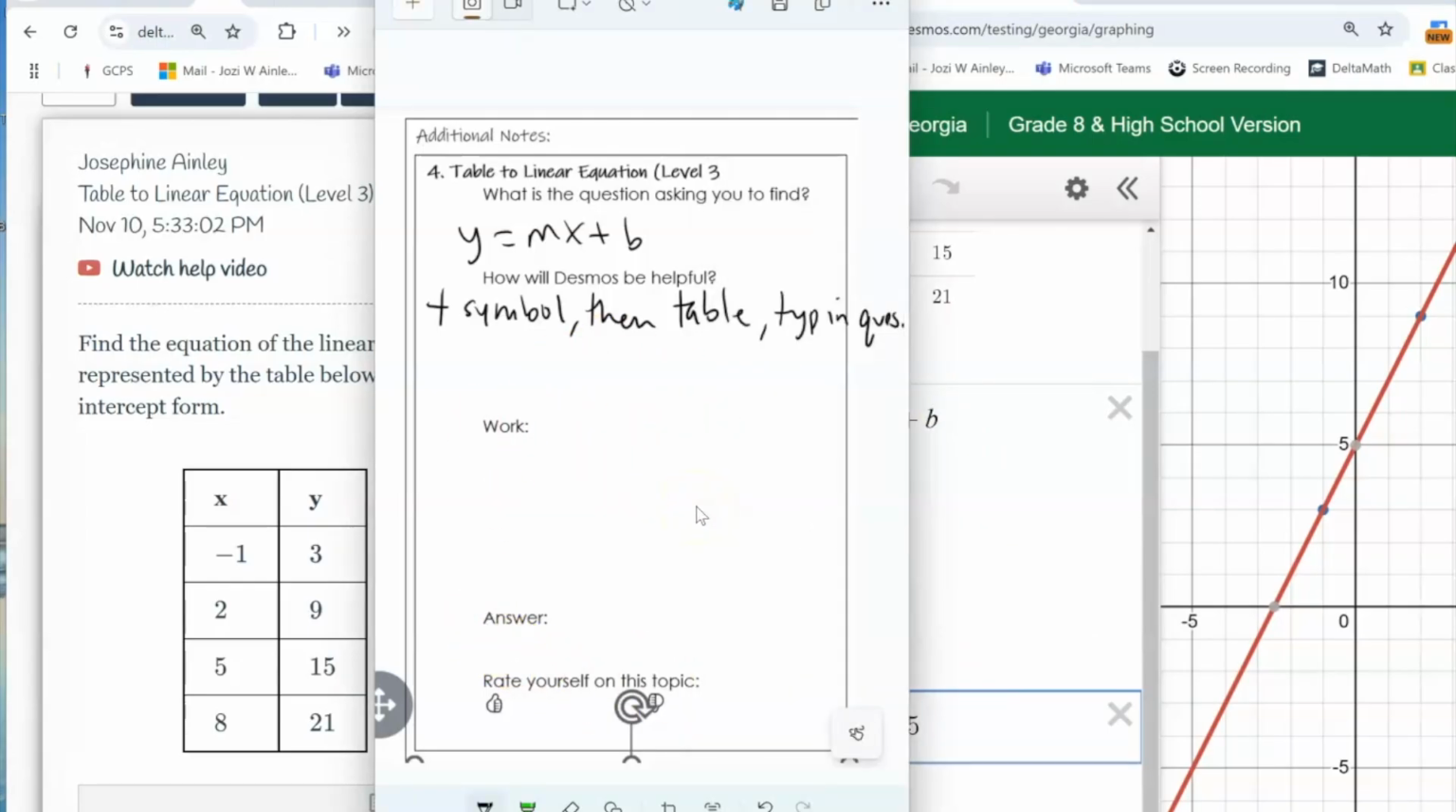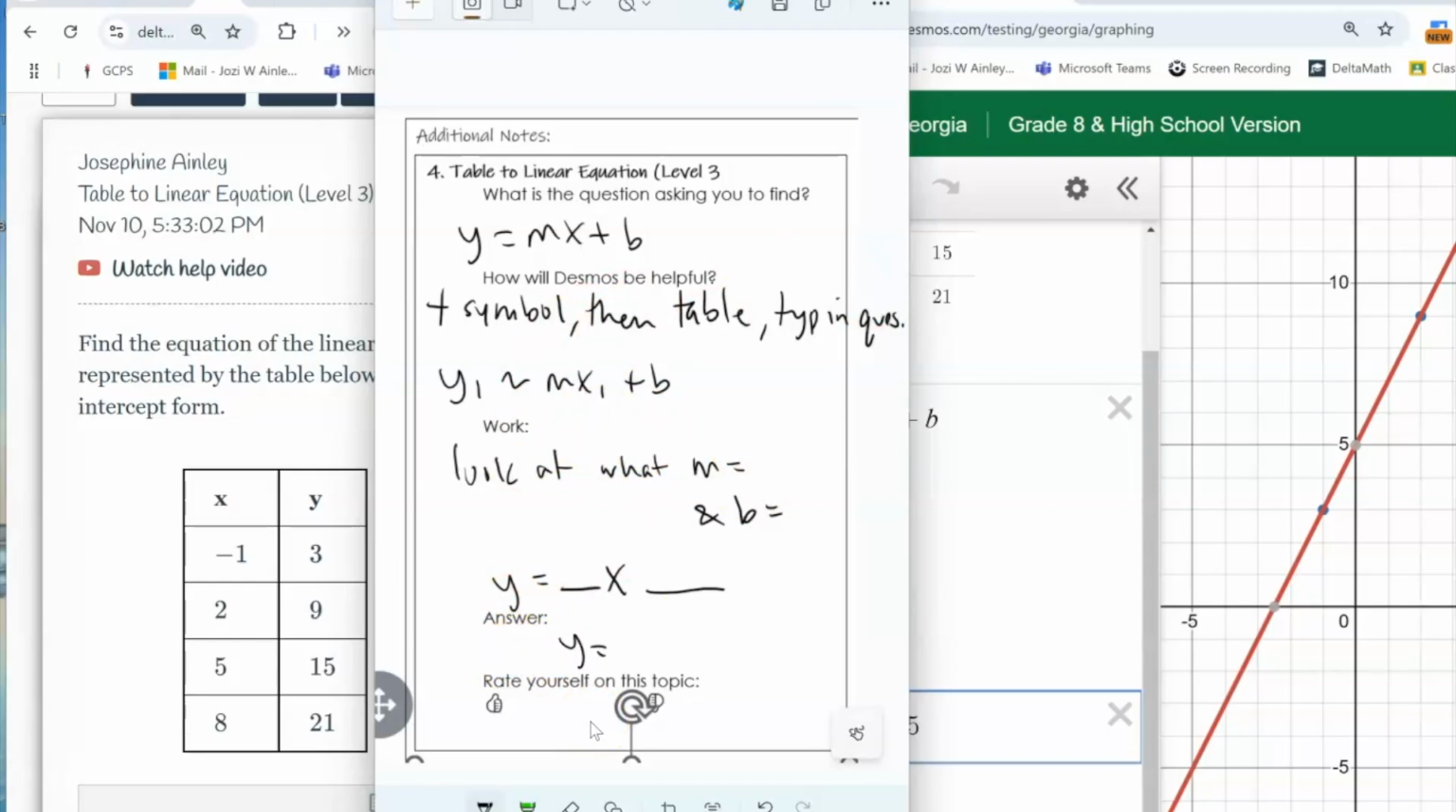So for me, I would type in y1 squiggly line mx1 plus b, and then look at what m is equal to and what b is equal to. Then you have y equals whatever m is equal to x, and then whatever the b part is. Okay, so again, these are just notes to you. So what is the question asking you to find? How is Desmos helpful to you? And this is the work on how you do it. Then here's your answer.